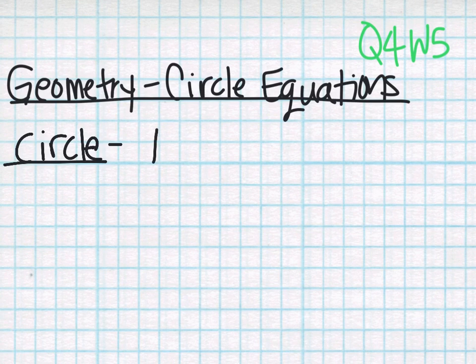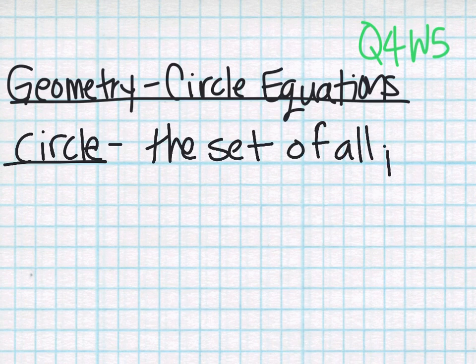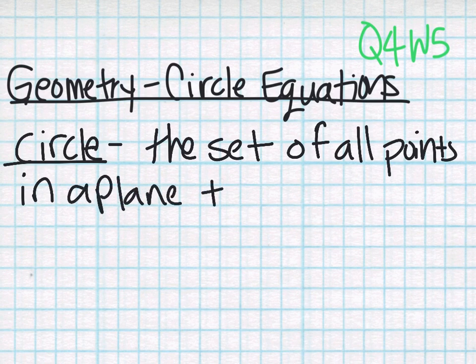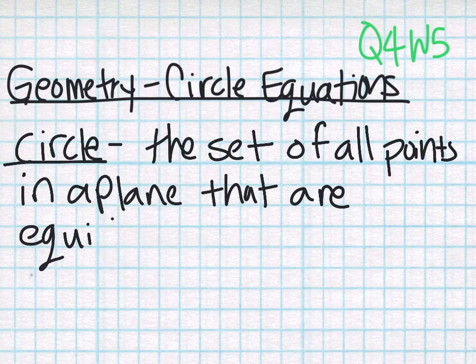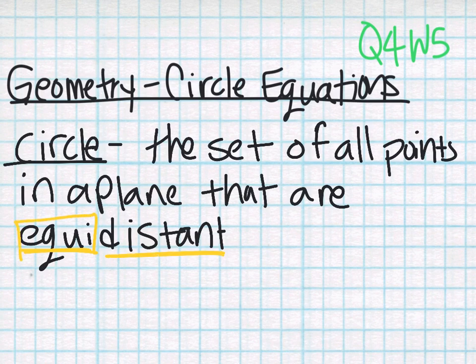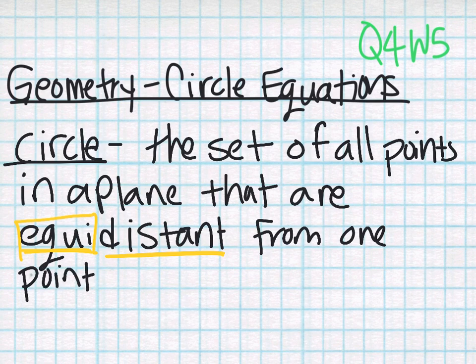A circle in geometry we define as the set, that just means a collection, of all points in a plane, which means it's two-dimensional, that are equidistant, meaning equal distance, from one point called the center.